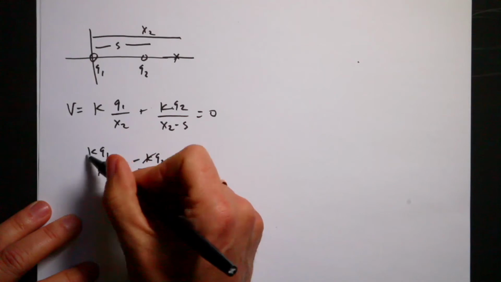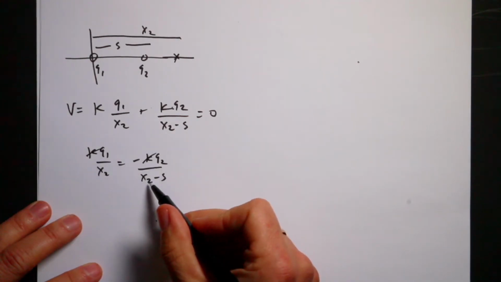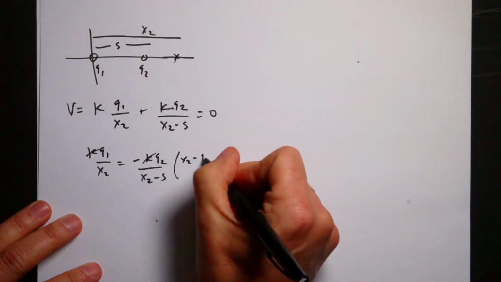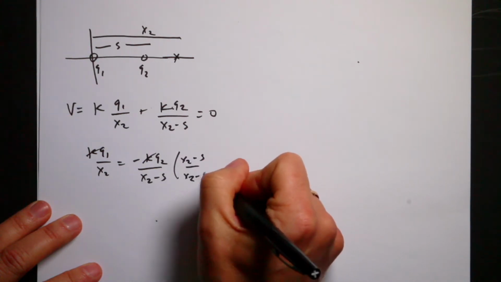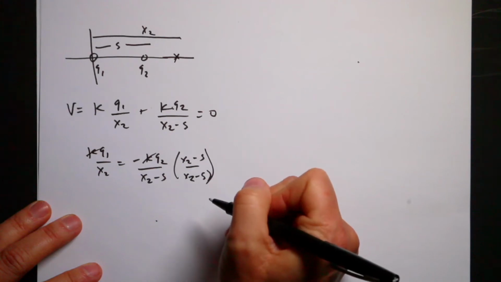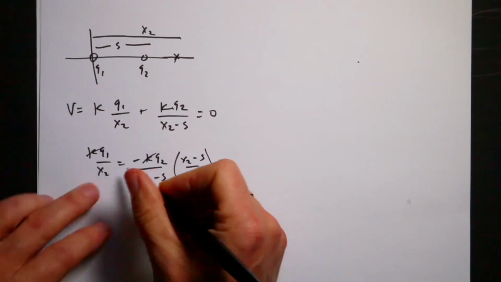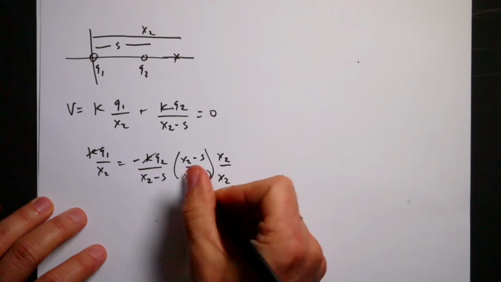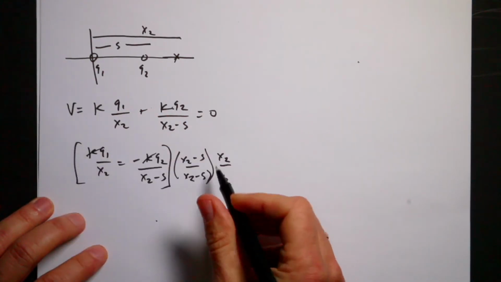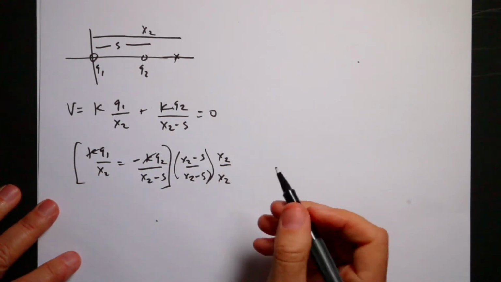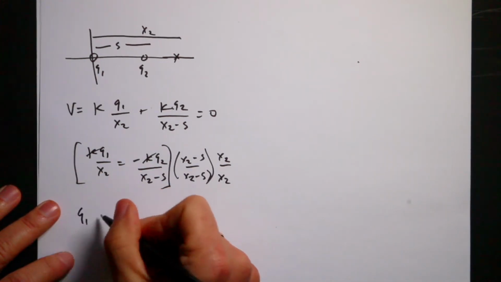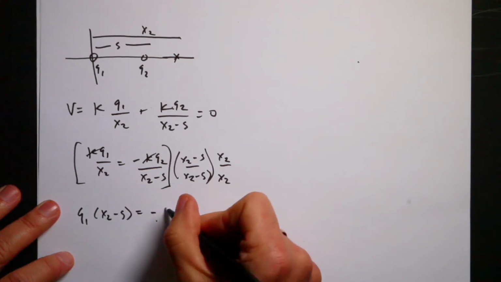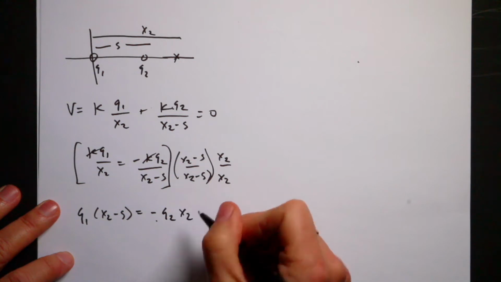The K's cancel. Now I'm going to multiply this side by X2 minus S over X2 minus S, and I have to do that to the other side too. Then I'm going to multiply this side also by X2 over X2. So I'm going to multiply both sides by that. It's cross multiplying, I just don't like to say that. So I get Q1 times X2 minus S equals negative Q2 X2.